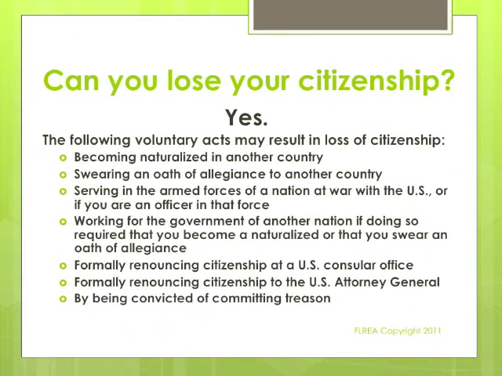The last thing we need to cover is, can you lose your citizenship? And the answer is yes. The following voluntary acts may result in the loss of citizenship. So voluntary acts means acts that you decided to do on your own. 1. Becoming a naturalized citizen in another country. So if you become a member or become a citizen of another country, you will then lose your citizenship in the United States. Number 2, swearing an oath of allegiance to another country.